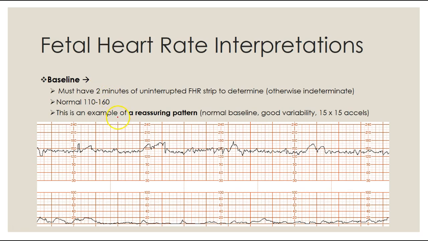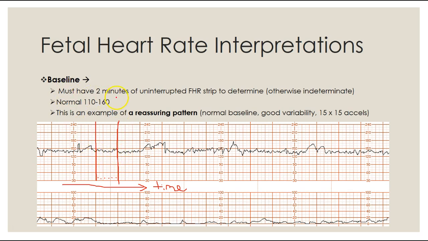So baseline's got to have at least 2 minutes of uninterrupted fetal heart rate strip to determine a number for the baseline. Okay, so each of dark red lines right here are a minute. And if you look closely, there are 6 boxes in between these 2 dark red lines. So each of those boxes stand for 10 seconds time. So we're moving this way for time. Okay, so 10, 20, 30, 40, 50, 60 equals a minute between here and here.